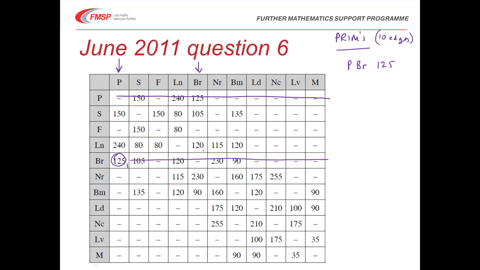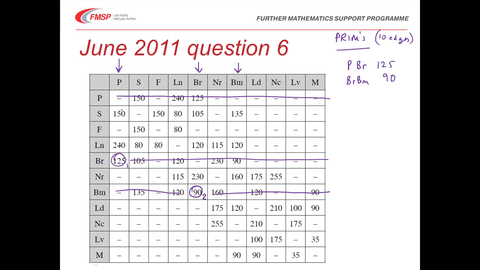Now I'm looking for the smallest value in either of these columns. The numbers available to me are 150, 240, 105, 120, 230, 90. There you go, that's my best choice from amongst those two columns, and that's BR to BM. But don't forget, you don't have to choose from the latest column that's come into the set. You can choose from any highlighted column. Well, that's connected me to BM, so in comes BM and out goes the row BM.